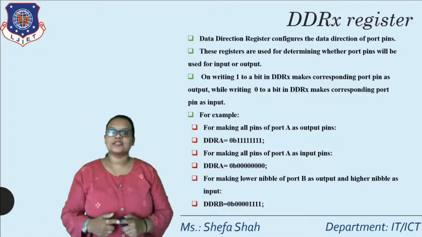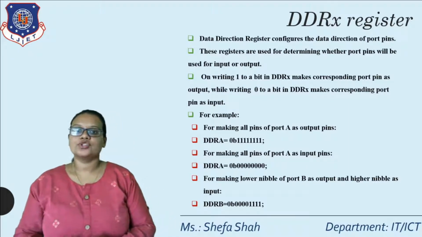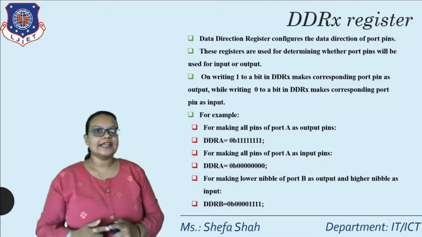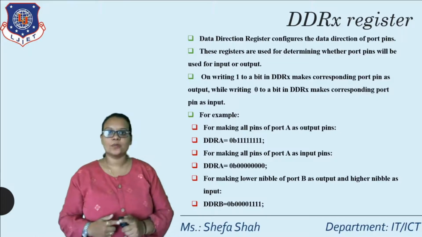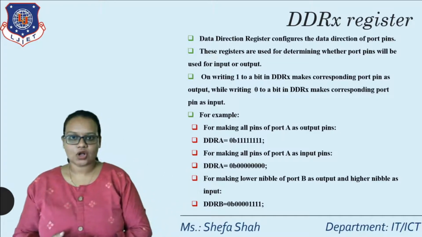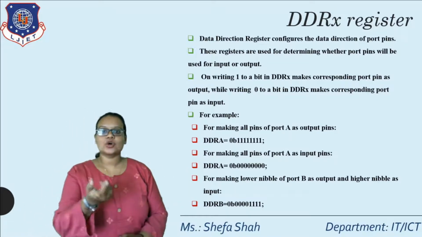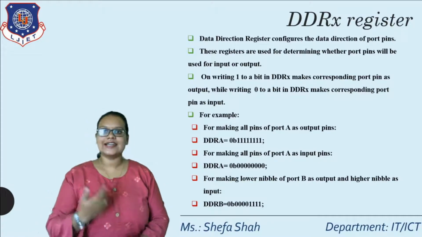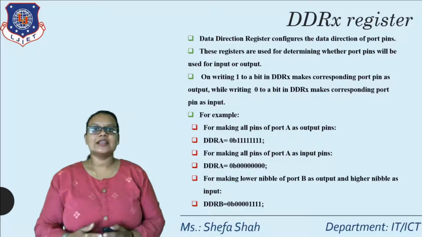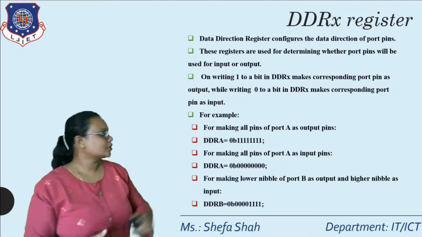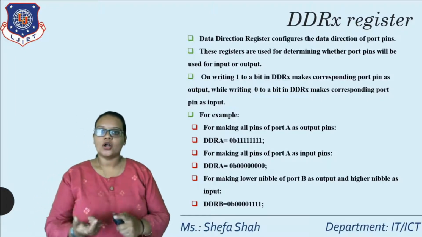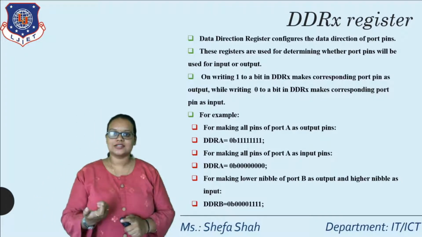Now in this you have seen the example that if we want to make port A an output port, as you can see in the example, DDRA we have written 0B and all the 8 ones, right? 0B stands for the data behind it being binary, right? That is a data type for the compiler, right? Similarly, if we want to make that particular port an input port, then we need to send all the 8 zeros to the DDRX register.